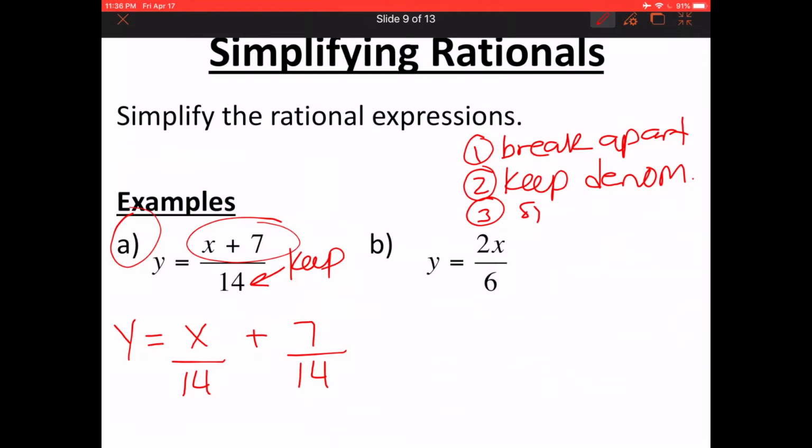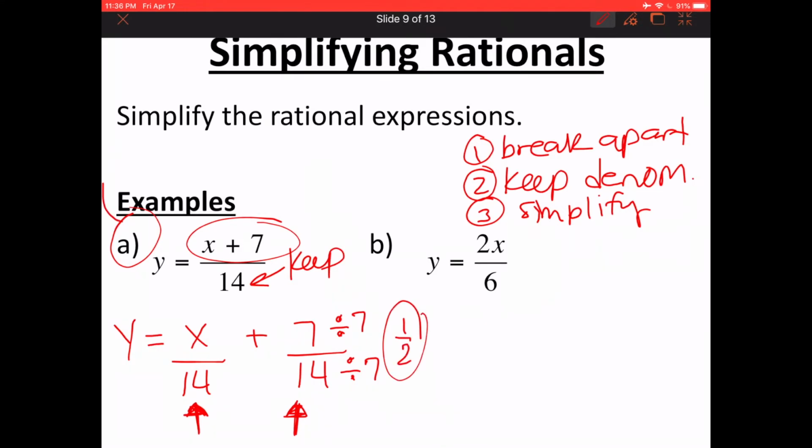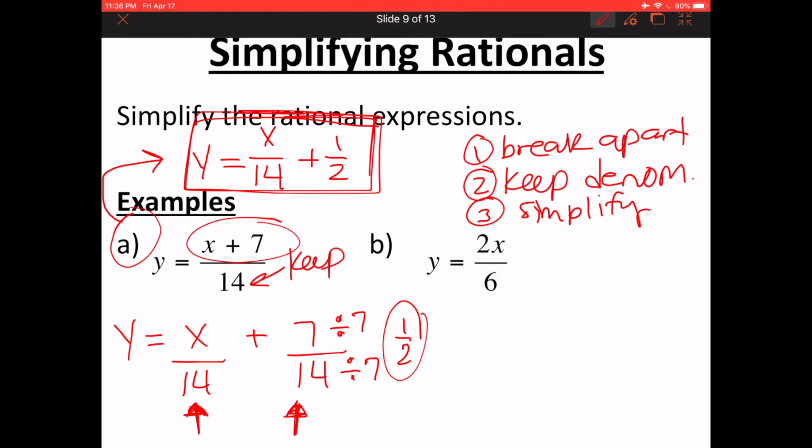Now step 3 is just to simplify. So let's go ahead and simplify. X over 14, I can't simplify at all, but 7 over 14 I can. I can divide both of them by 7, and so I end up with a simplified 1/2. So my final answer for example A would be x over 14 plus 1/2. So this would be my final simplified version for example A.